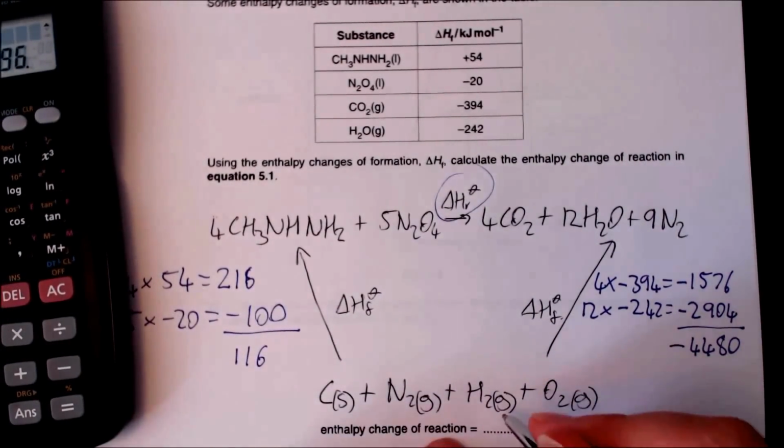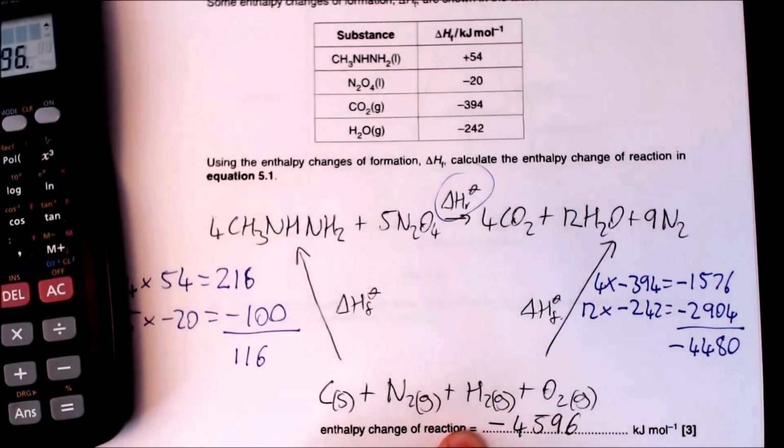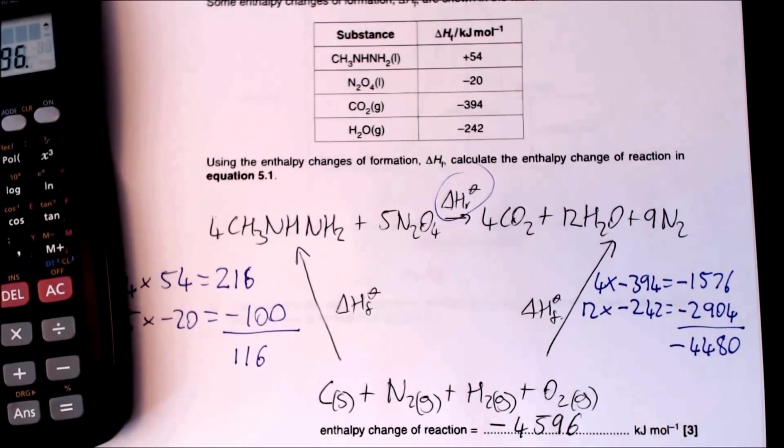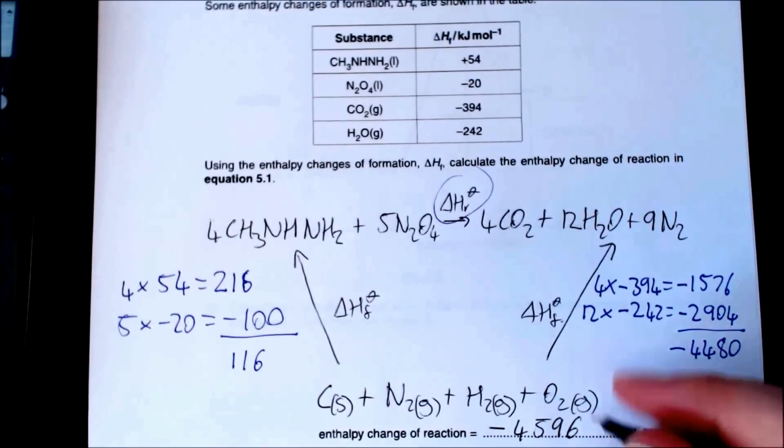So I'm just going to put that in there. Minus 4596. And that is kilojoules per mole. Now you can see that reaction is sensible because this is obviously rocket fuel, and you expect rocket fuel to be exothermic when you burn it, which is exactly what we've got there.